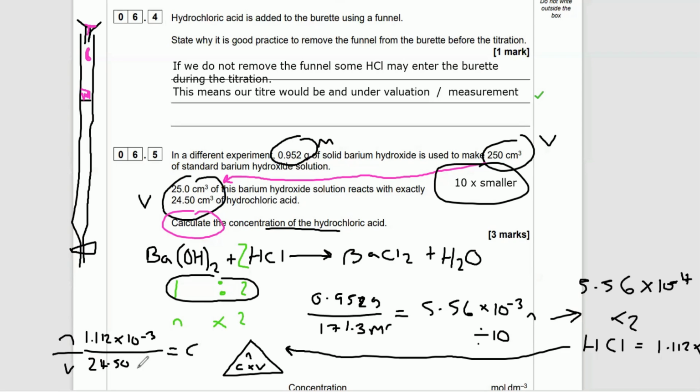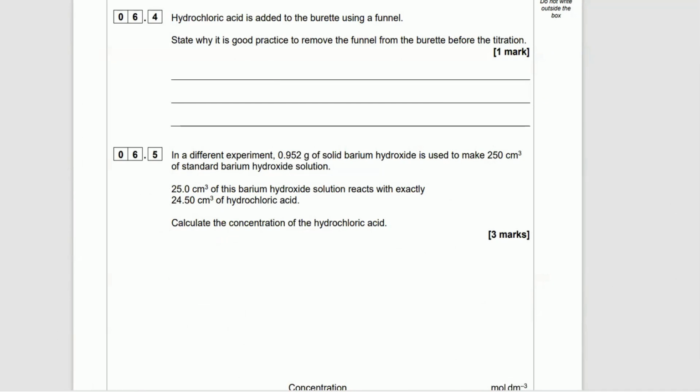Now what we want to do is do N over CV. So we're going to do moles of hydrochloric acid divided by the volume of hydrochloric acid. Now, the volume of hydrochloric acid was 24.50 centimeter cubed. Don't forget to divide by 1,000. You need to convert to decimeters. And that is going to give us our concentration of hydrochloric acid. By doing N over V, we get C, and it is 0.0453. Well, we can just call it 0.045. And that gets us 3 marks.